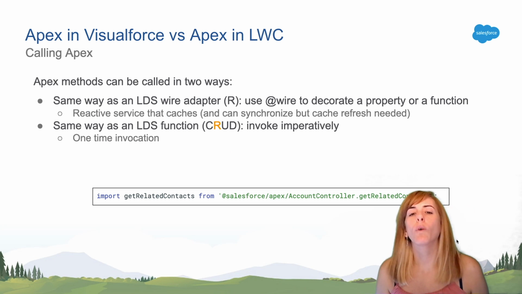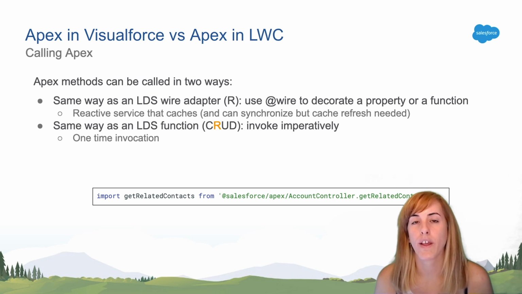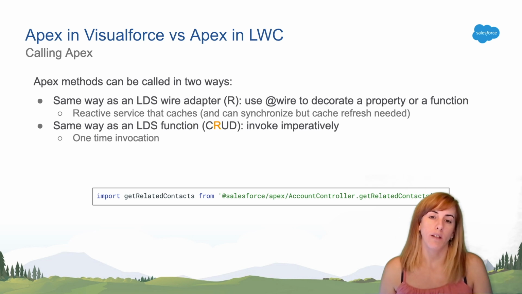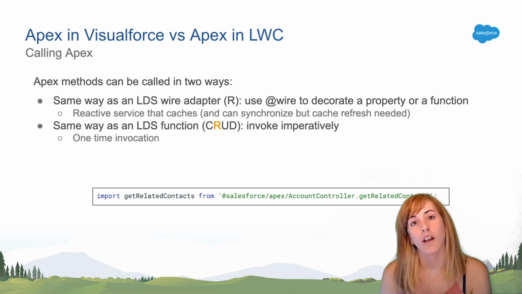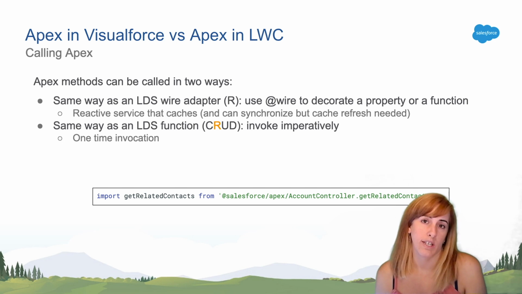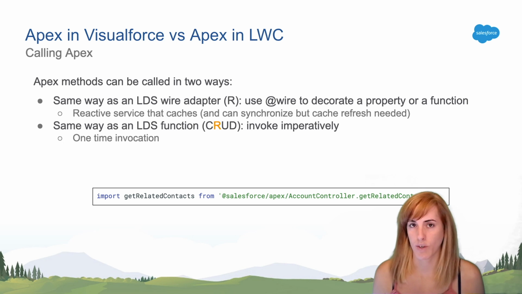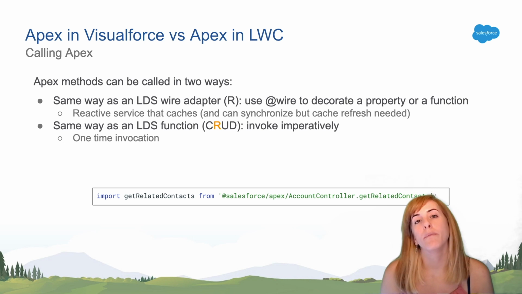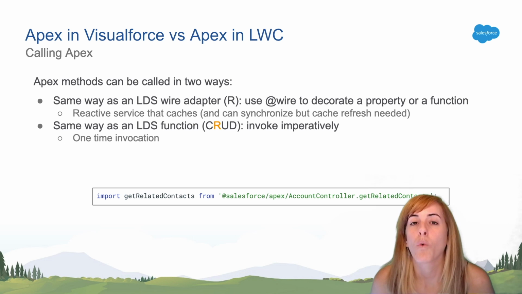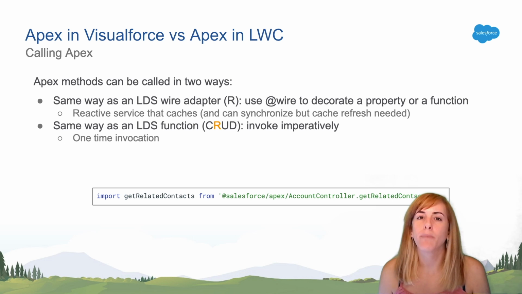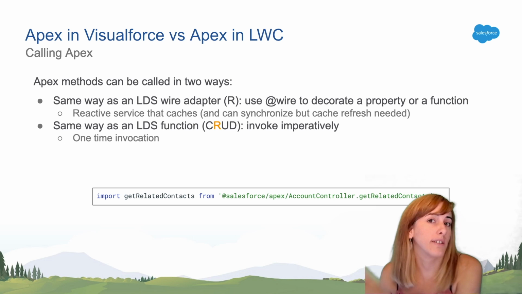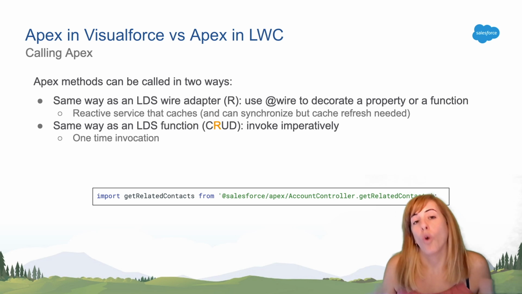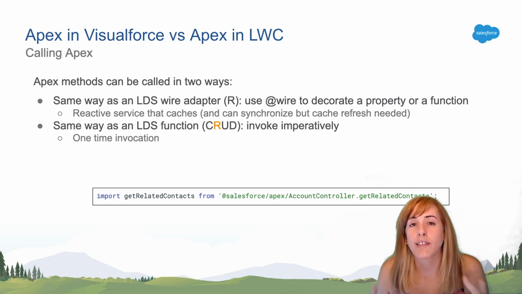And then, once you have converted your methods, how do you call them from within a Lightning Web Component? Well, we have seen that to call wire adapters and to call functions, you either use wire to create a reactive service or you call them imperatively. With Apex it is the same. Apex methods can behave as a wire adapter or as a function.